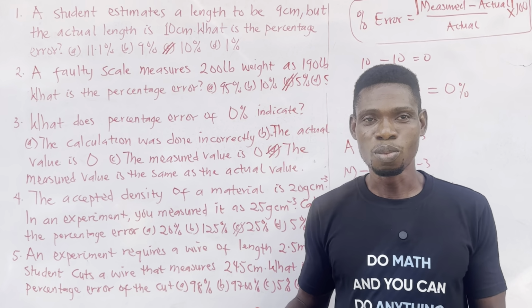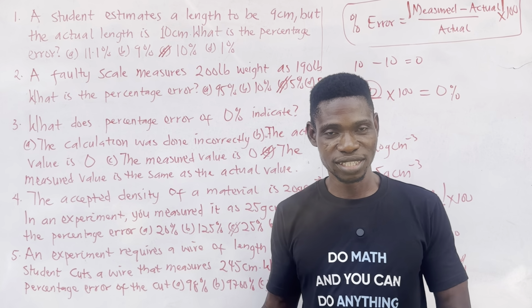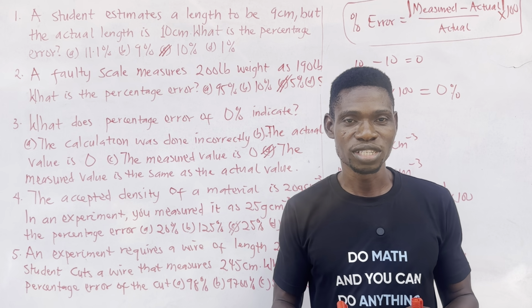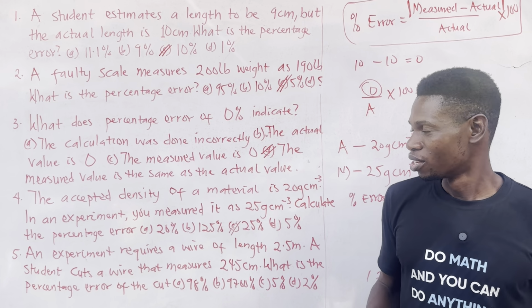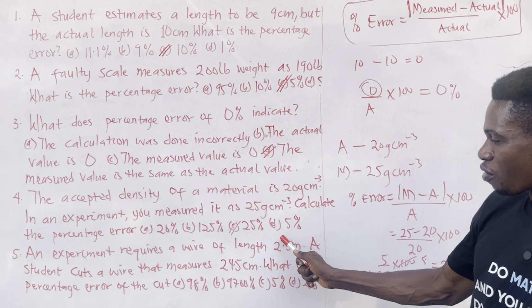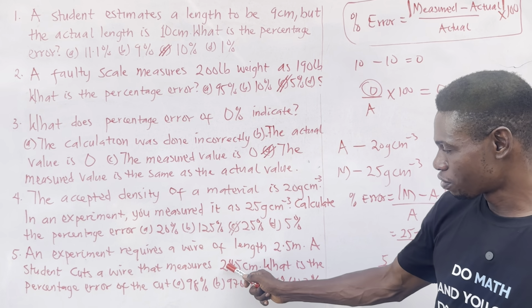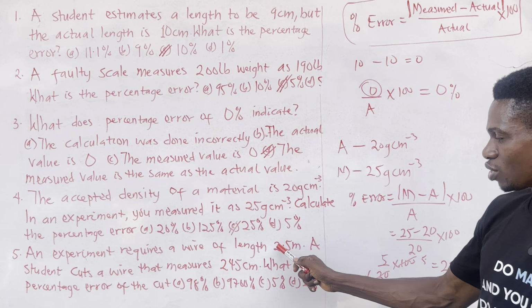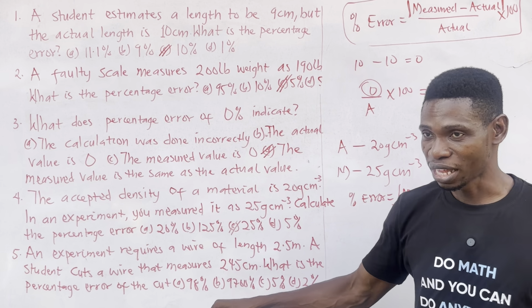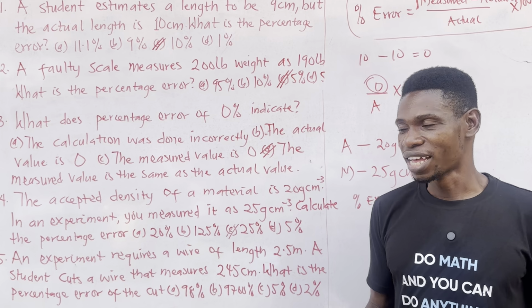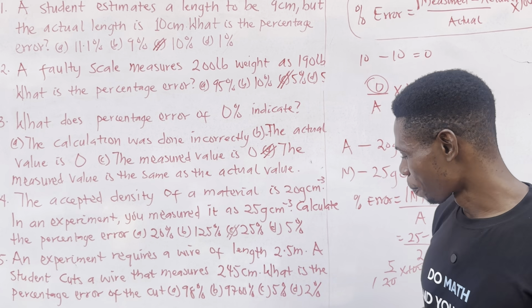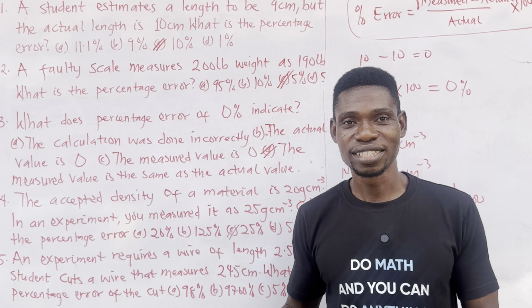Now, you cannot do percentage error with different units. Remember that we don't keep the units because units cancel out and then we just have percentage. So in this case, you have to convert either the 245 centimeter to meter and then you can solve, or you convert this 2.5 meter to centimeter. So you have the same unit and then you can solve and get your answer. So we have options here. So I'll be waiting for your answer in the comment section.